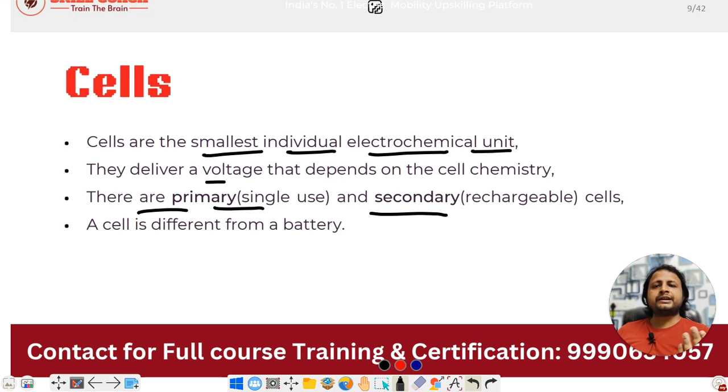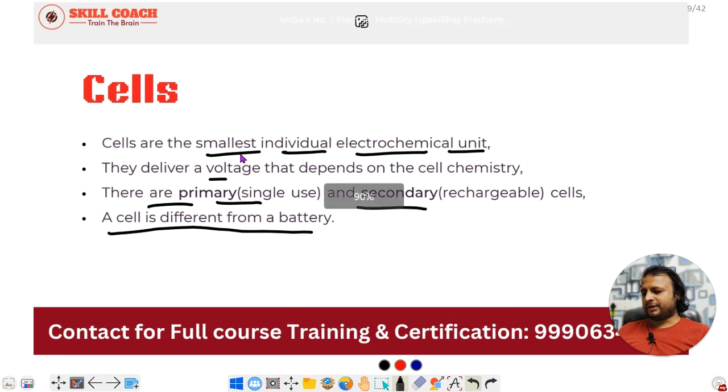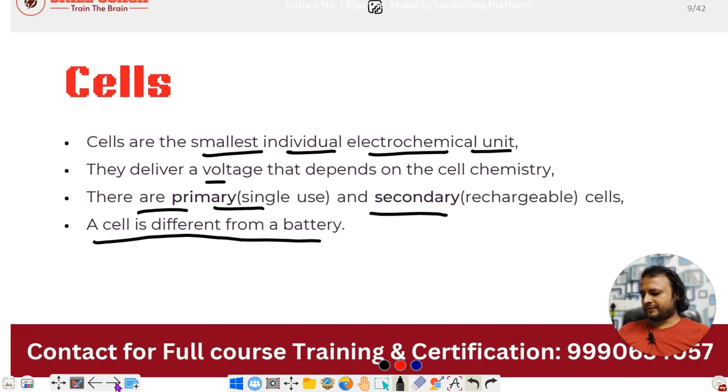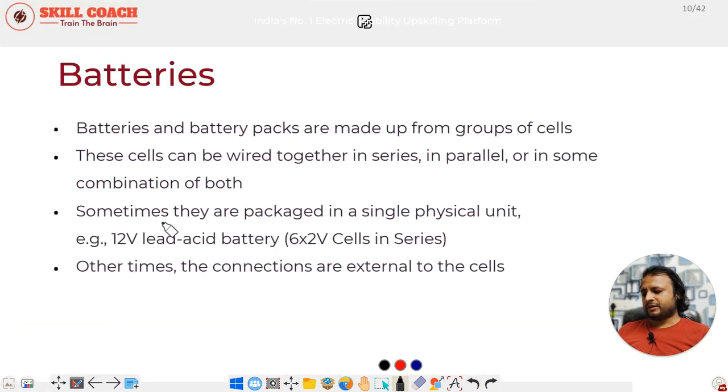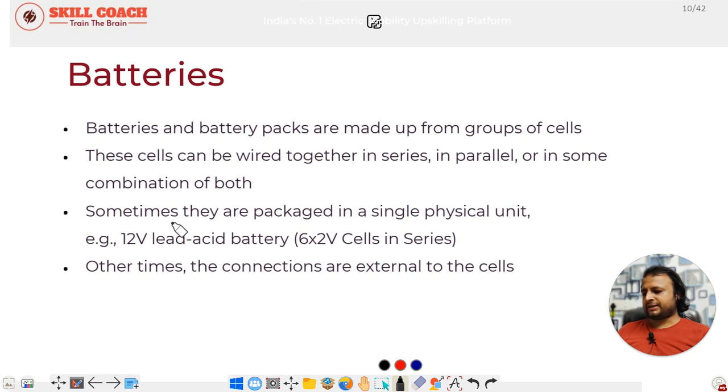So primary and secondary batteries means primary is the single use, and secondary means the rechargeable cells. And a cell is different from a battery because a cell is the single unit, like a cell of the human body. A cell is the primary or fundamental unit of the structure. So here the cells are the primary structure for the batteries. And what is the battery? Batteries and battery packs are made up from a group of cells.